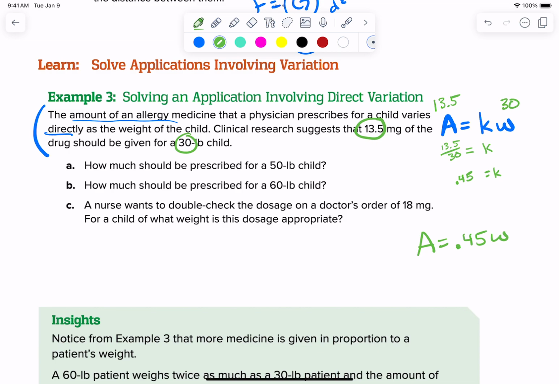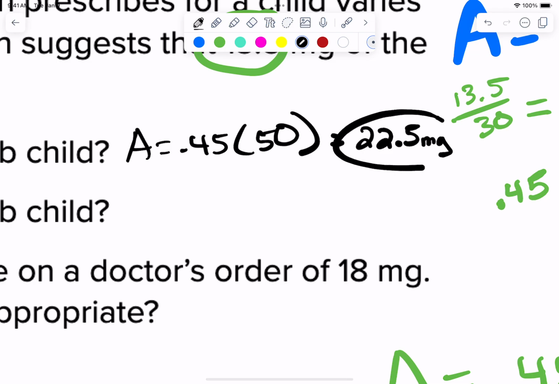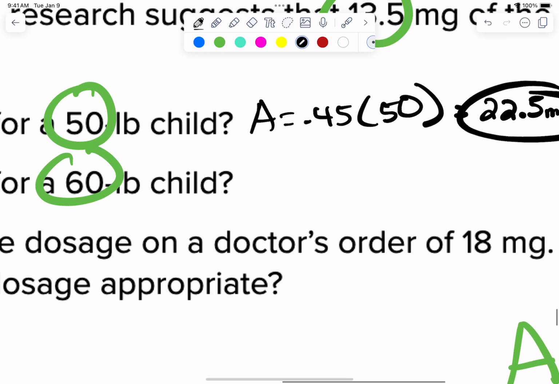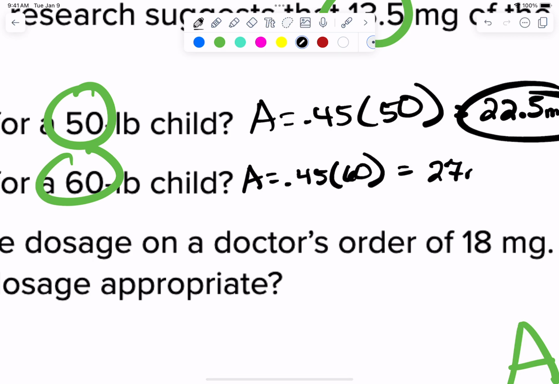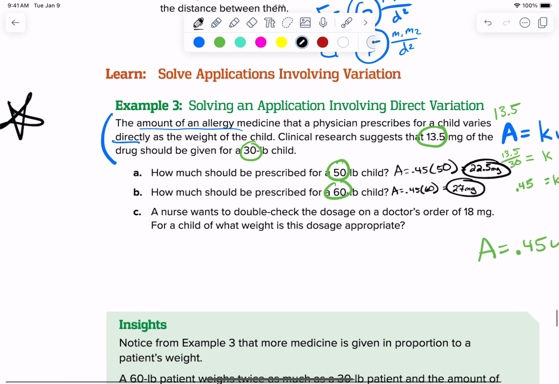It's 0.45 per pound, and now we can figure out for a 50-pound child or a 60-pound child what the dosage is. So A is going to be 0.45 times 50, and that is 22.5. So they should get 22.5 milligrams. If it's a 60-pound child, 0.45 times 60 is 27 milligrams. Perfect.